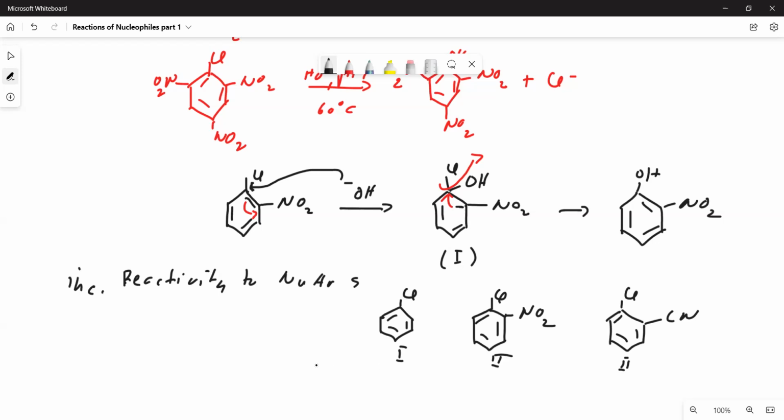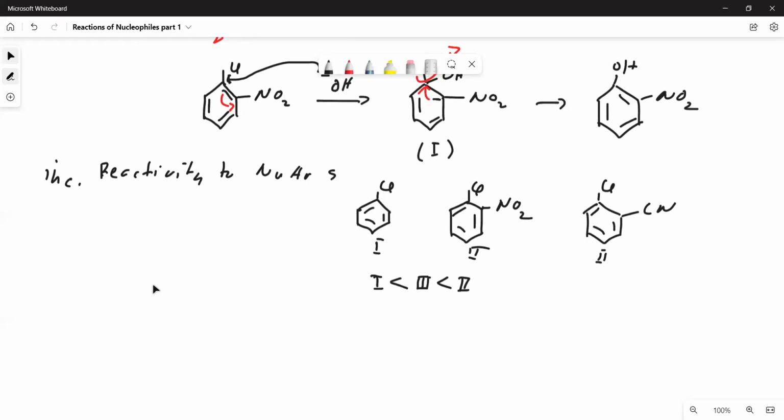So the least reactive here will be 1, because this has no electron withdrawing group. And second to that would be 2, because cyanide is less electron withdrawing. And the best would be 3, because NO2 is the most electron withdrawing group. So that's why you have the trend.